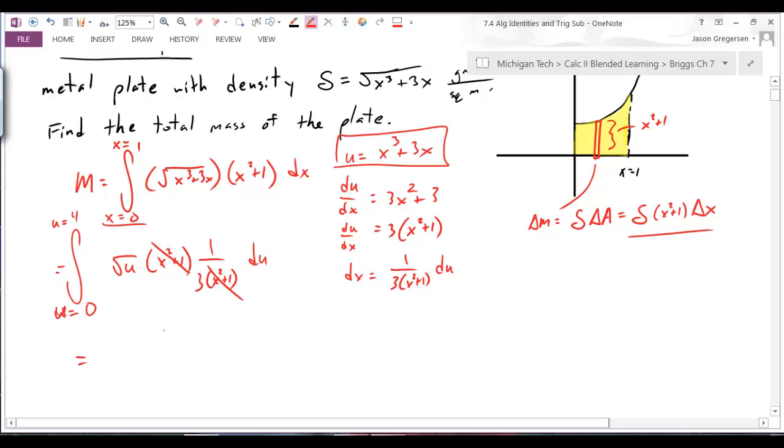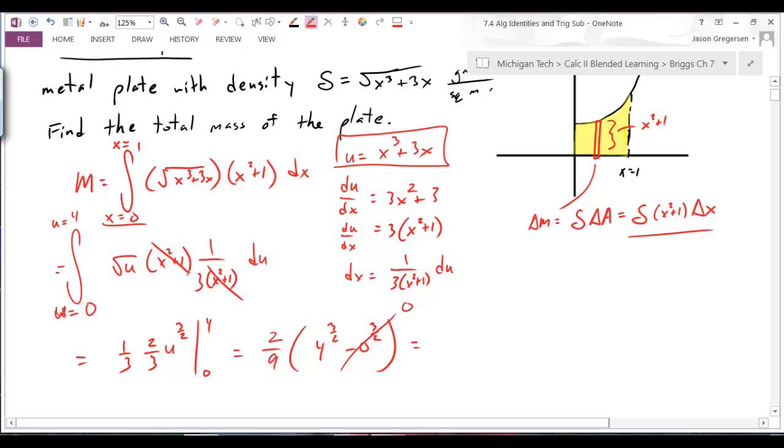Looks like I have 1/3 times the integral of u to the 1/2. Integrating u to the 1/2 gets me u to the 3/2 divided by 3/2, or times 2/3, evaluated from 0 to 4. I'm going to get 2/9 times 4 raised to the 3/2 power minus 0 raised to the 3/2 power. 0 raised to the 3/2 power is 0.